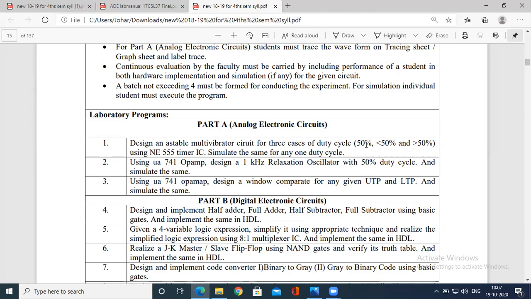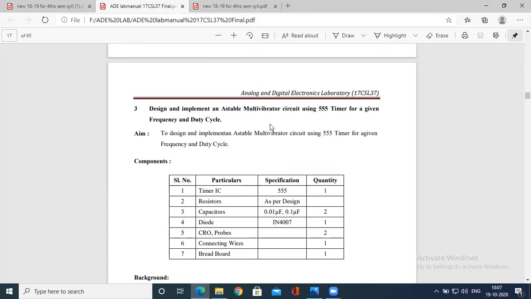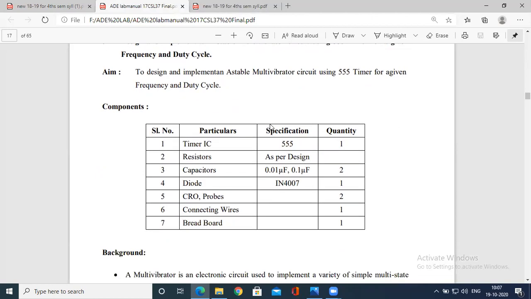That is, you need to calculate the resistor values for charging and discharging, right? And using those resistor values, you are going to design a circuit using a 555 timer IC. There are certain functionalities of the 555 timer. So let me briefly go through that, so that we spend more time on the simulation part. Here is the experiment: to design and implement an astable multivibrator using a 555 timer.